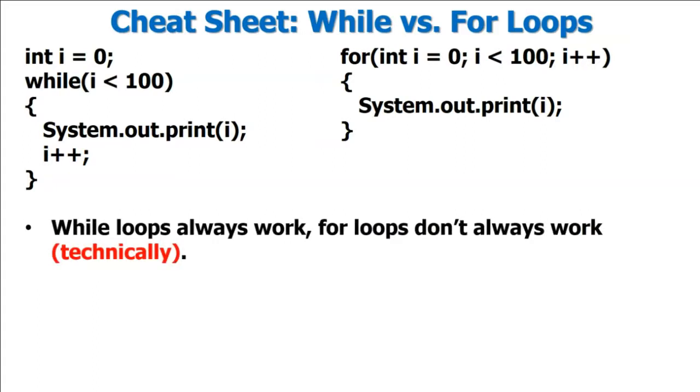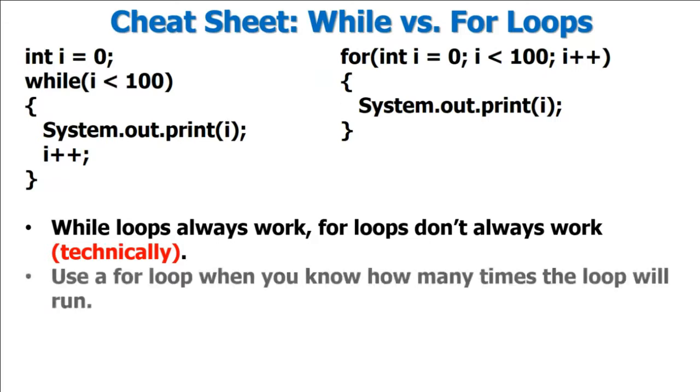We'll say that while loops always work and for loops don't always work. Technically, you could force them to work with some adjustments on the i's. By the time you're doing that, you pretty much have a while loop anyways. So when in doubt, if you're not sure which one will work, we'll say the while loop is always going to work for you. Okay, when to use each one?